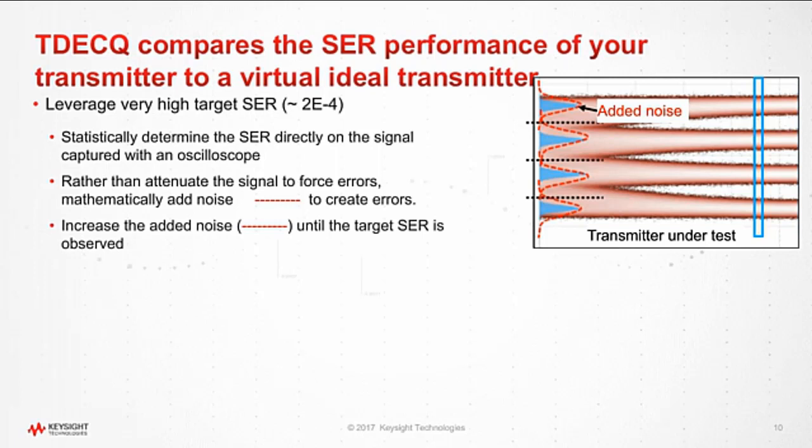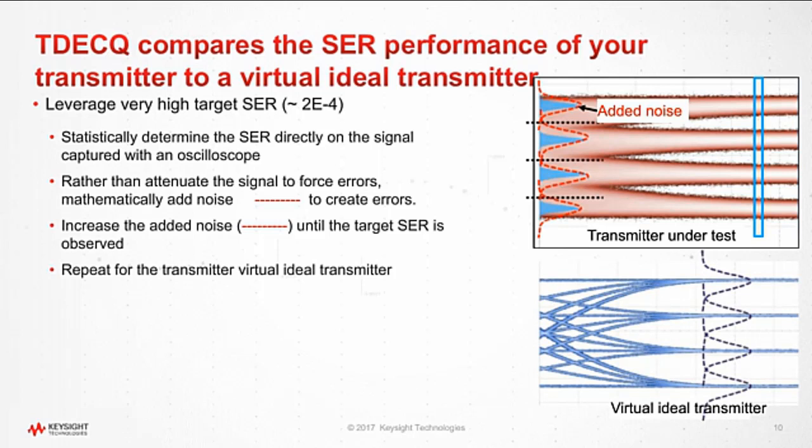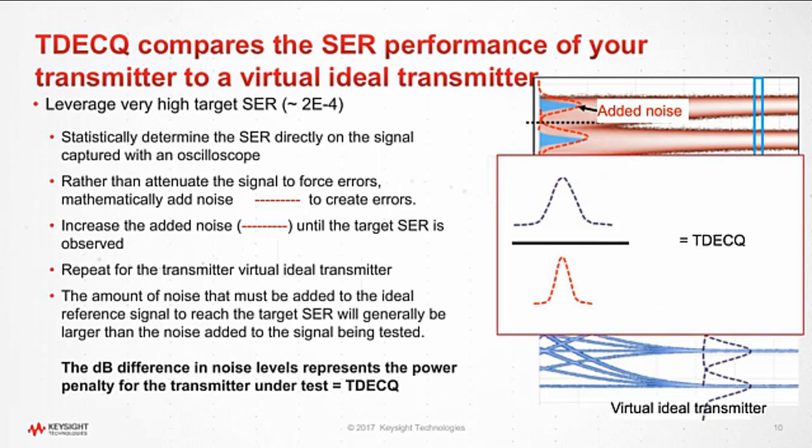The next step, and again, this is all done in post-processing, is to repeat that process for a virtual ideal transmitter. So you don't physically have to have this. It's all done mathematically. But we continue to add noise to that signal with the same OMA as your DUT until we achieve the SER. And then the amount of noise that gets added to the ideal reference receiver in order to reach that target SER is going to be larger than the amount of noise in your DUT. And the difference in those noise levels represents TDECQ. So it becomes a fairly fast and easy measurement to perform.